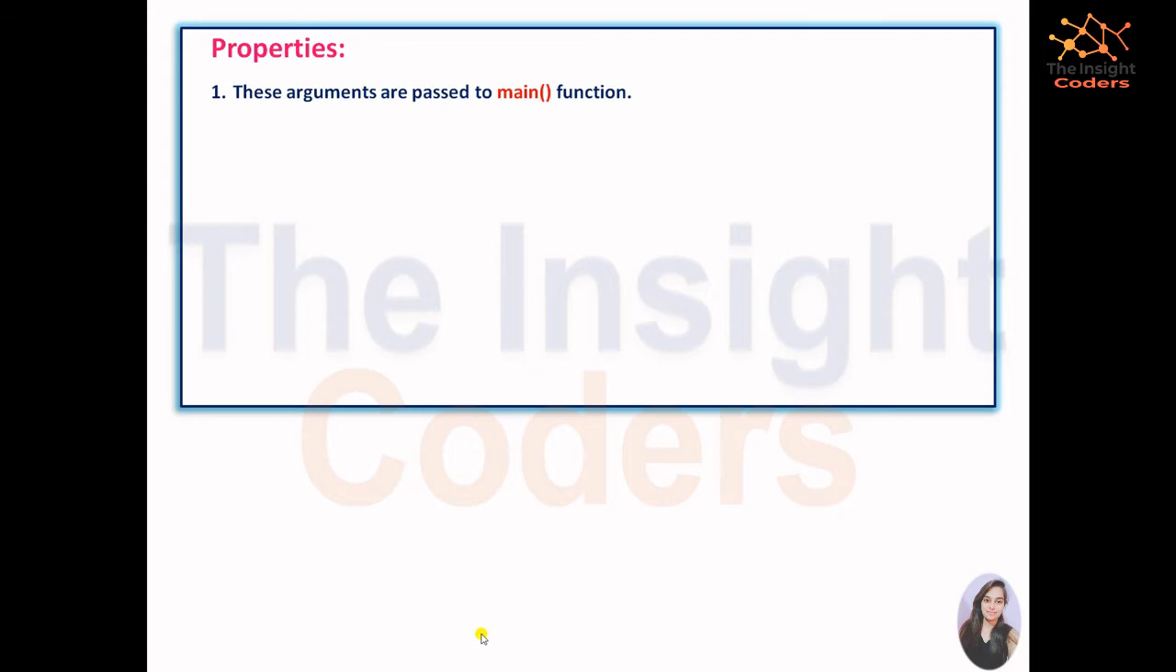So there are some properties. We'll discuss the tricky part of command line arguments. Why is it needed when we can already take input from scanf, or hard code it like a equals 10? Then why is it needed from the command line? We'll be studying the tricky parts and this logic in the upcoming video.